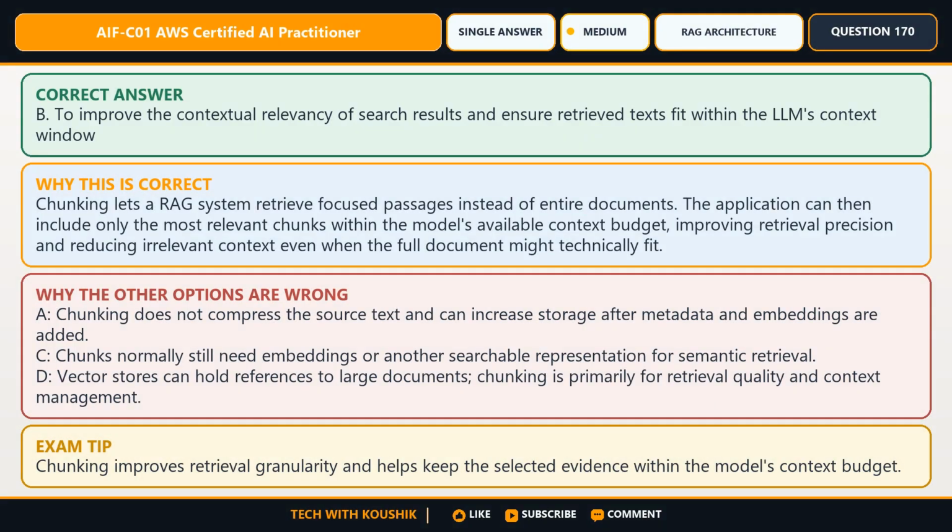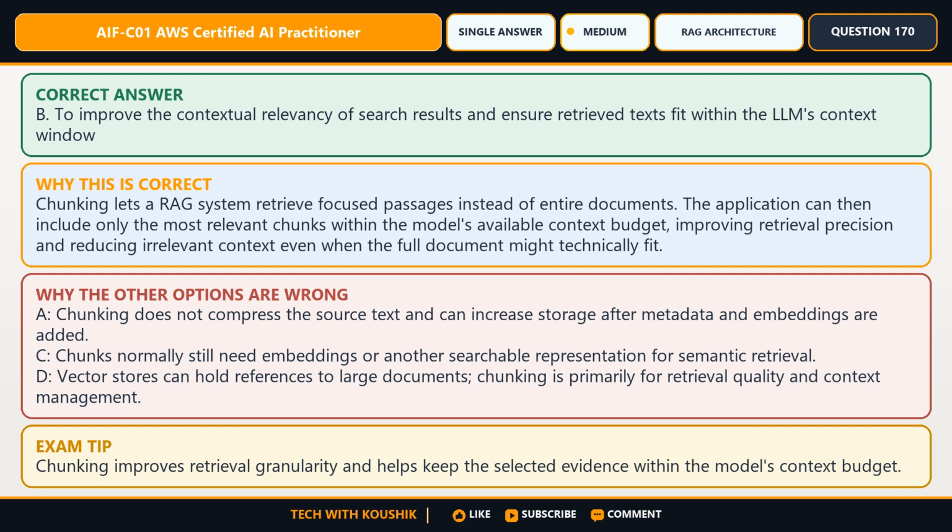The option that satisfies the complete requirement is B. To improve the contextual relevancy of search results and ensure retrieved texts fit within the LLM's context window. Here is the reasoning that confirms the answer. Chunking lets a RAG system retrieve focused passages instead of entire documents. The application can then include only the most relevant chunks within the model's available context budget, improving retrieval precision and reducing irrelevant context even when the full document might technically fit.